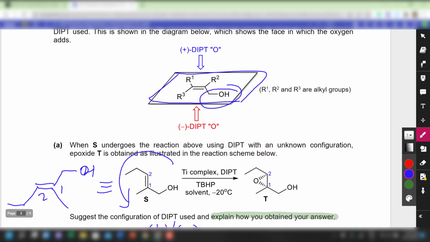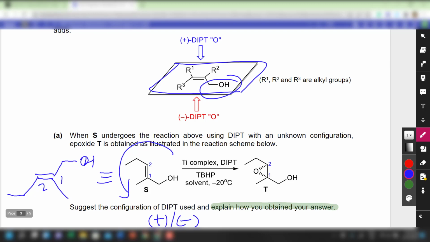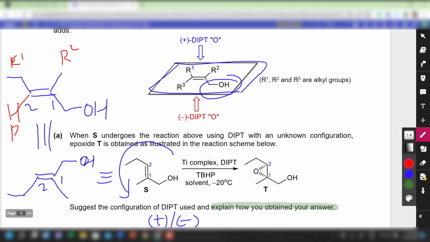In this case, in order to fit, I need to do a flip. A 180 degrees flip into the plane of the paper. When I do that, I'm going to end up with something like this. Again, this is 2 and this is 1. After doing this, now you can see that this essentially is R2, and this is R1. And there is an H here, which I didn't draw out. So this is essentially R3.